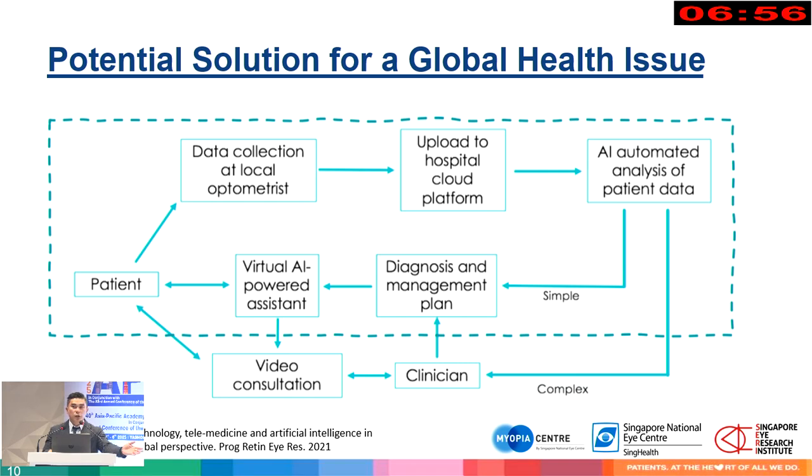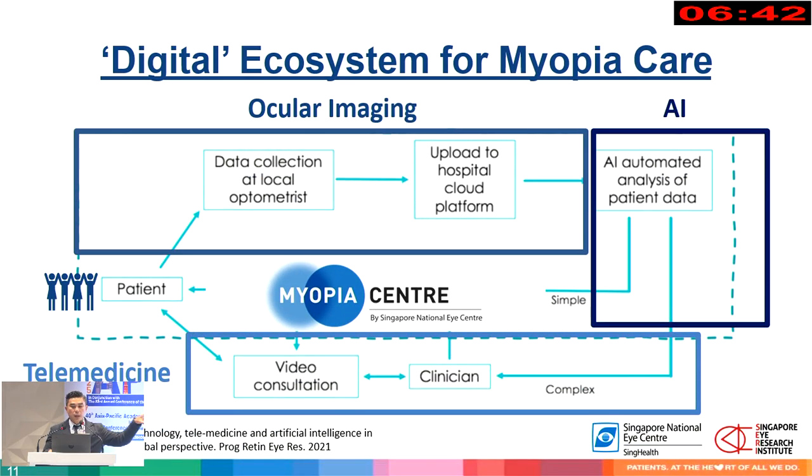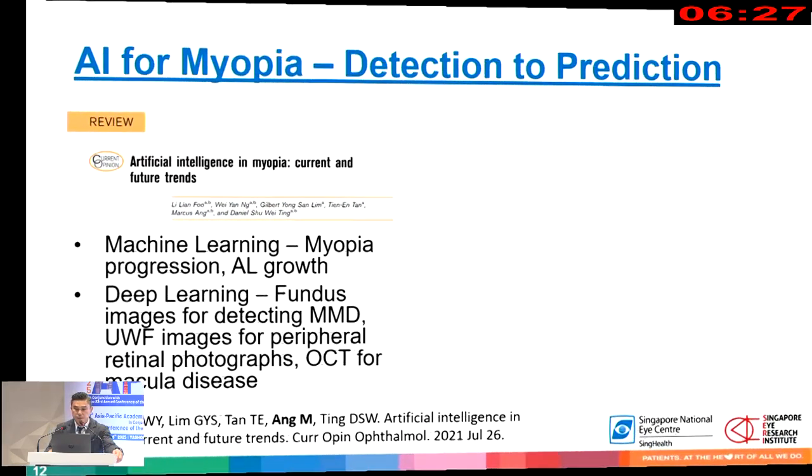So I'm going to show you a potential digital solution to myopia, right? And of course, in all of our countries, in all of our hospitals, we do have differing infrastructures, but this is a potential framework. And I'm going to show you how for myopia care, we can try and use both AI as well as infrastructure to try and fill up that ecosystem, okay? And we have successfully done this in the Myopia Center in Singapore National Eye Center.